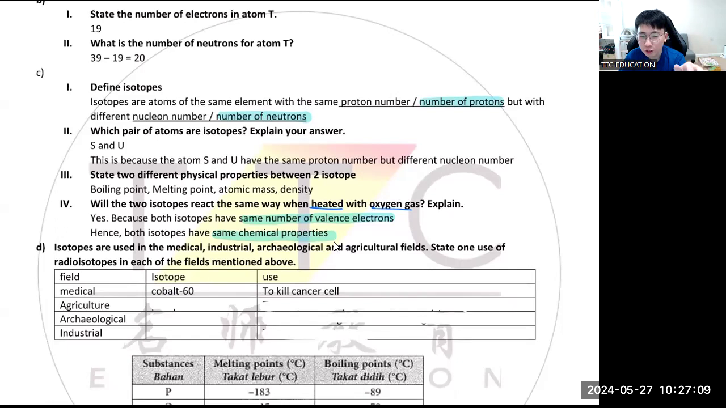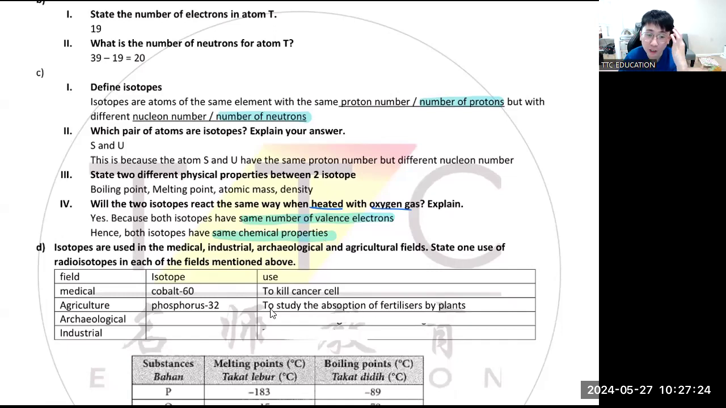Okay, for agriculture, agriculture means for plantation. So for plantation, it's something related to fertilizer. So we have this thing called phosphorus 32 for you to study whether your fertilizer is good or not. So we can say to study the absorption of fertilizer by plants.